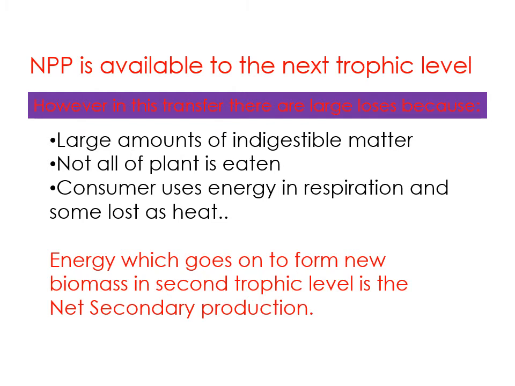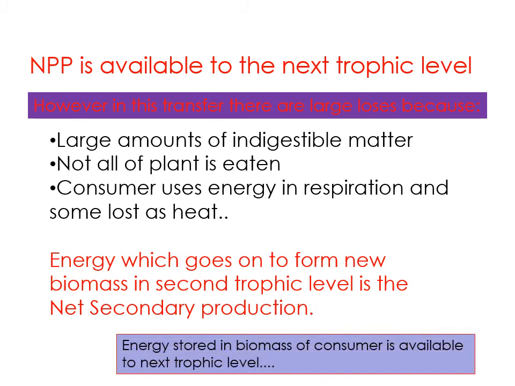Energy that does go on to form the new biomass is then available to the second trophic level as the net secondary production. So energy stored in the biomass of a consumer is available to the next energy level. The next energy level, you might think, has got a better transfer.